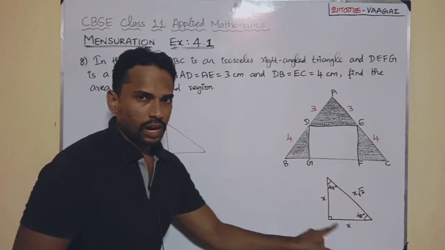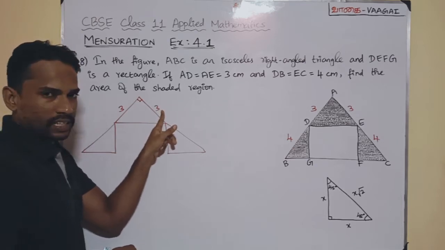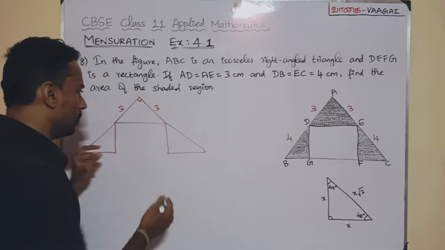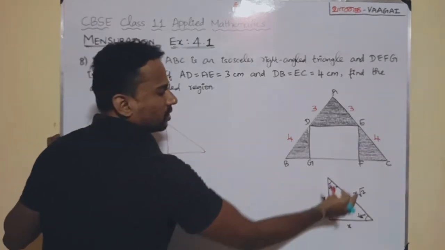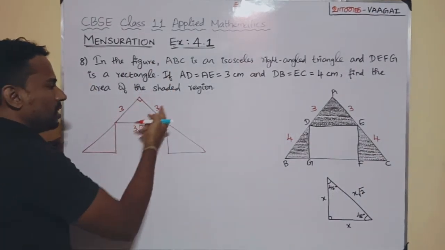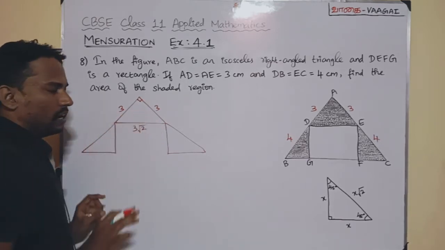Now when I come to see these two sides, I can compare them with these two sides. So x is 3, here also x is 3. That means the third side will be what? It will be nothing but 3 root 2, because the third side will be x root 2. That means here this side will be 3 root 2. Just for safety, I'm writing it here itself.